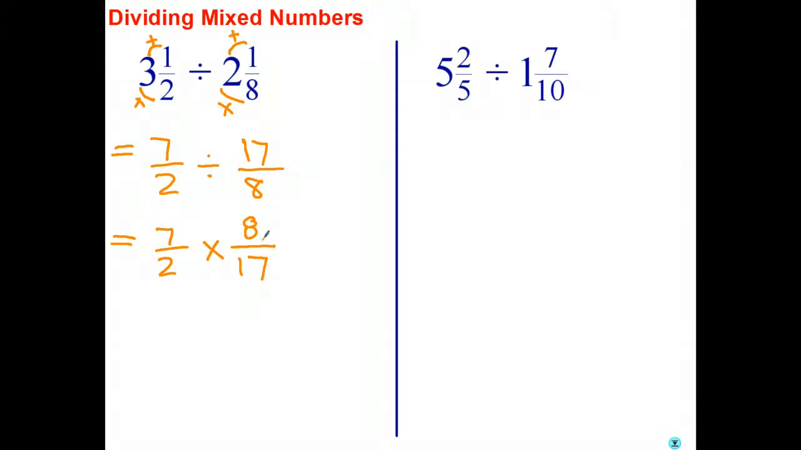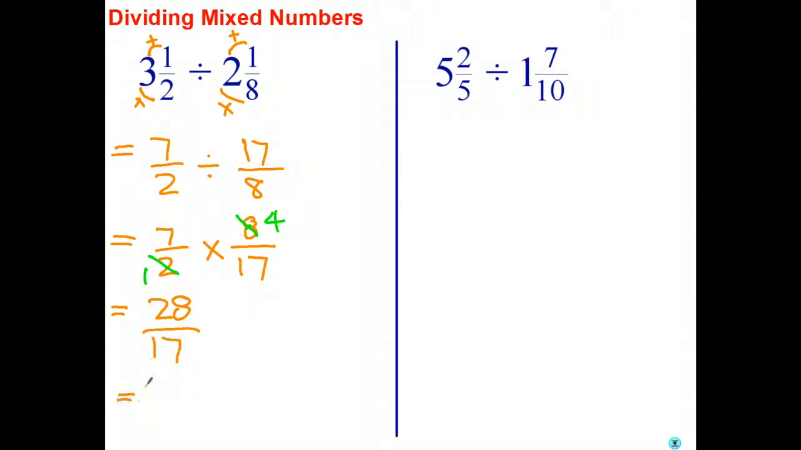Okay, let's go ahead now and simplify this as much as we can before we continue. So I've got 7 and 8 in the numerator, 2 and 17 in the denominator, and the only simplifying that I can see that we can do here, because both of those are even, 2 goes into 2 once, 2 goes into 8 4 times. Okay, now let's go and multiply. 7 times 4 is 28. 1 times 17 is 17.